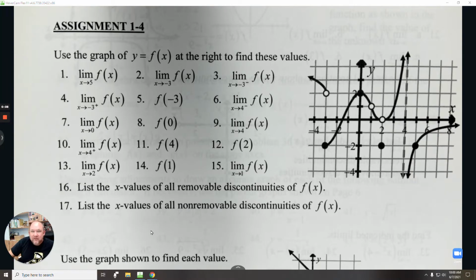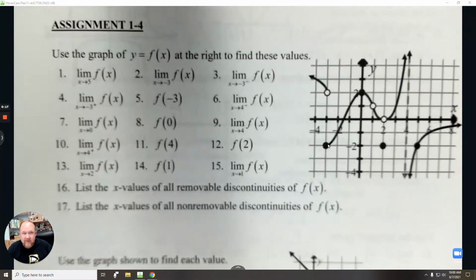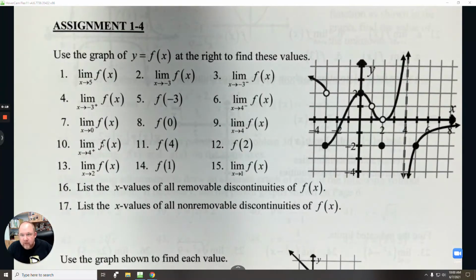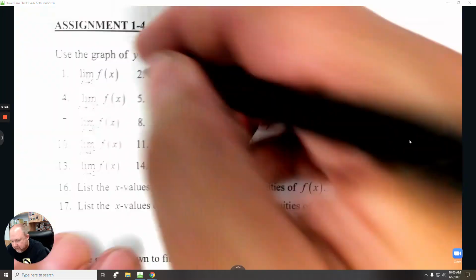Hey, this is assignment 1-4. Here we go. So assignment number 1-4. Can you understand how to evaluate a limit or a function value off the graph? So the limit as x approaches 5: find where 5 is. I found it. Now go to the actual graph from the left and from the right. What's the y coordinate it's approaching? And the answer is 2.